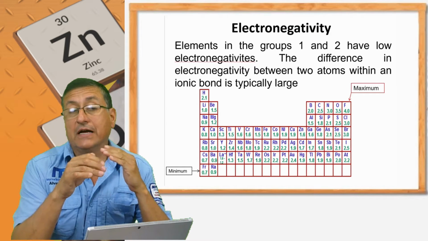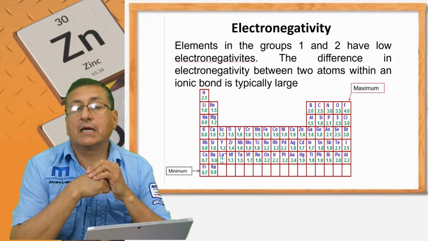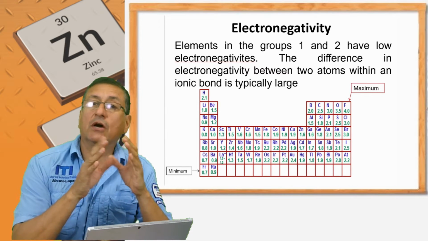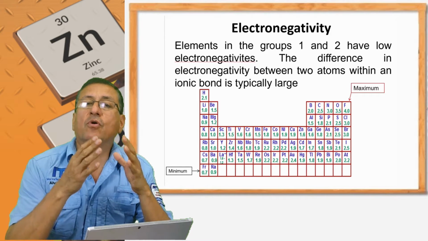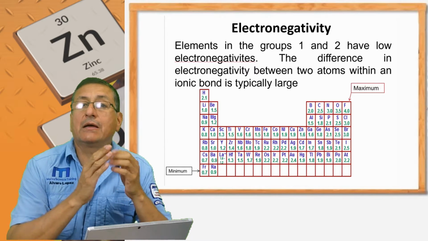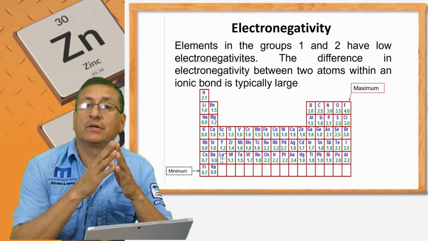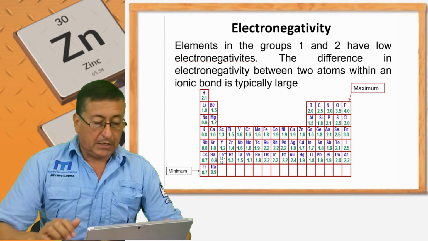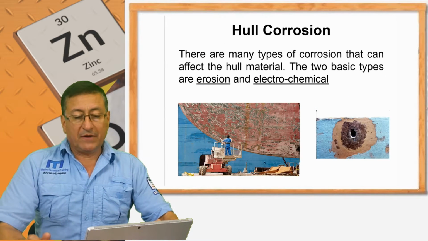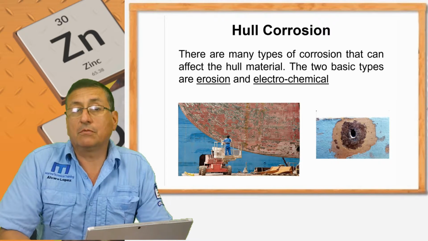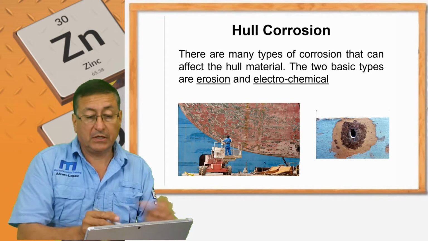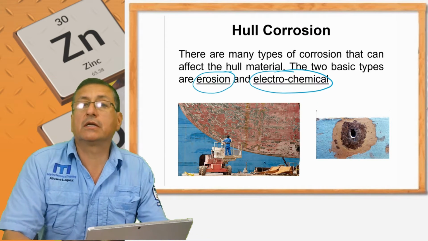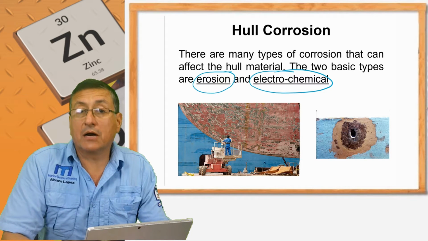We are going to advance step by step in order to understand what happens in between the hull and the water, and what type of corrosion can be created there. In the hull, normally we have two types of corrosion: corrosion by erosion, that's the most common, and the electrochemical reaction in between the water, the hull, and the hardware in the hull.